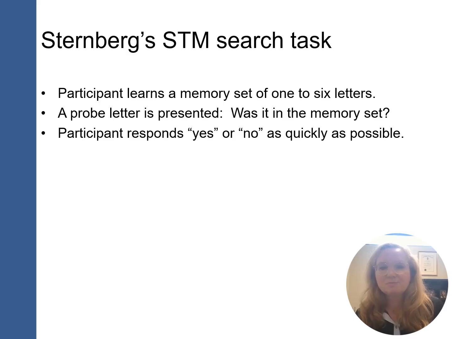The probe letter is presented, and this letter could be from those first 6 letters or not. So you ask the question to the subject, was this letter in the memory set that we gave you? And then the participant gives an answer, yes or no. So this is exactly the same sort of procedure that I talked about in the attention lecture last time. The prime is presented, the probe is presented, and then you ask the subject to do something with the information.